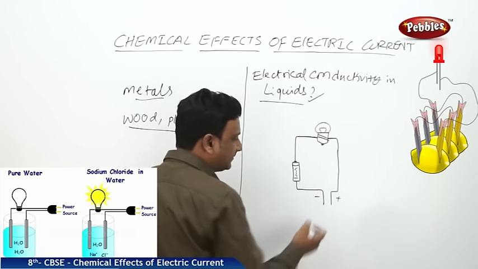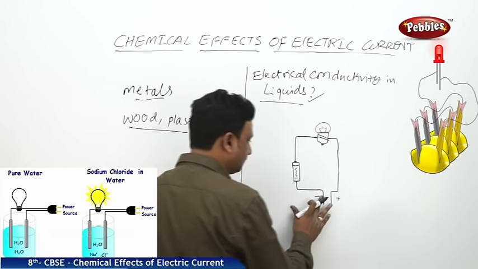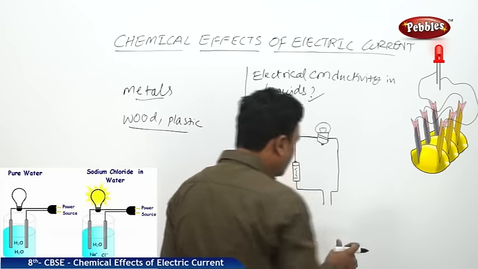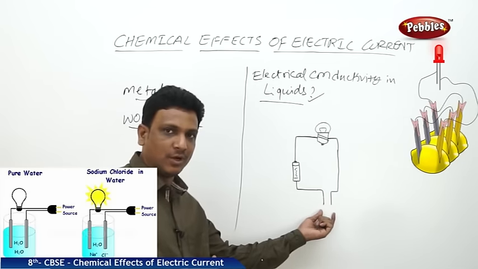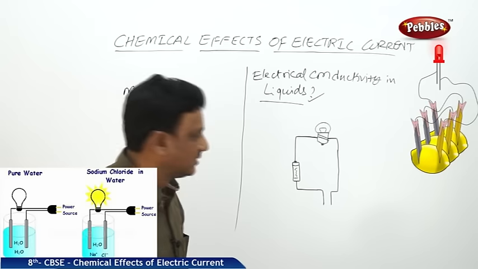So when these are touching, then the electricity is conducted. The circuit is completed and electricity flows. So we did this with the help of solid objects. We tested solid objects. Now we are going to test liquids.